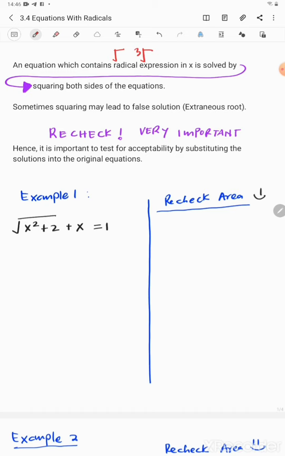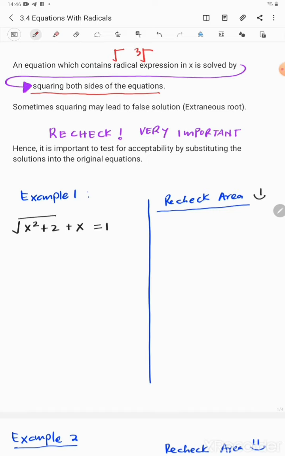How can we solve an equation that contains radicals? You have to square both sides of the equation. Let's say if it is a cube root, then left and right you have to cube, power 3 on both sides of the equation. Sometimes squaring may lead to a false solution. We call it an extraneous root.